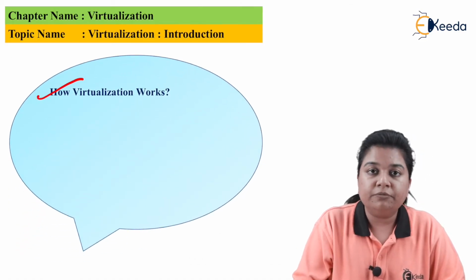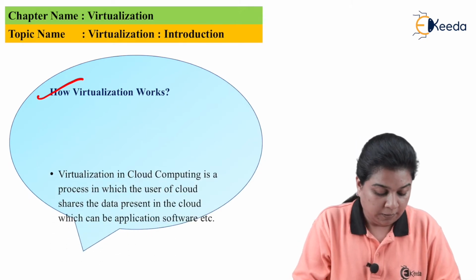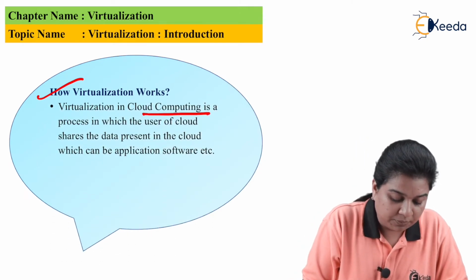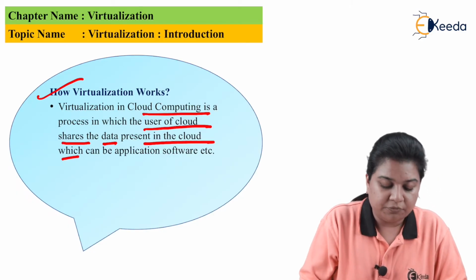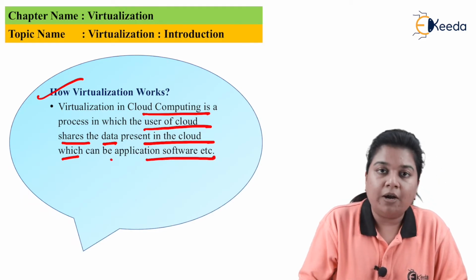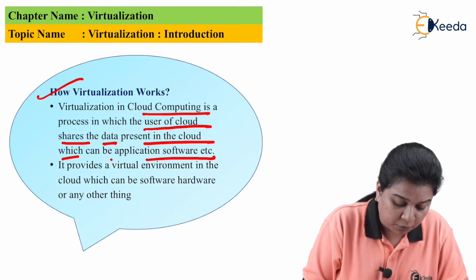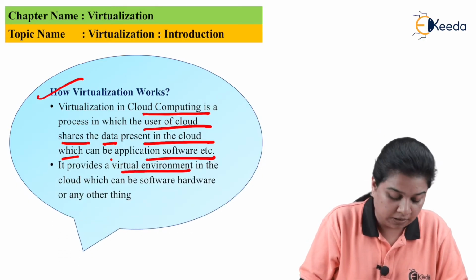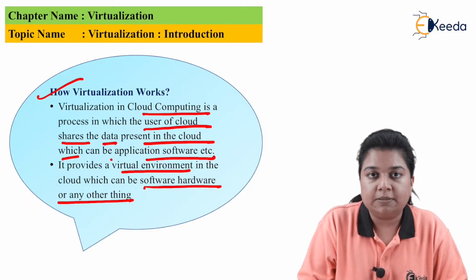How virtualization works. Now we have seen the concept, why we have to virtualize. Now how does this virtualization work? Virtualization in cloud computing is a process in which the user of the cloud shares the data present in the cloud, which can be application software or applicable to the software. It provides a virtual environment in the cloud which can be software, hardware, or anything else.